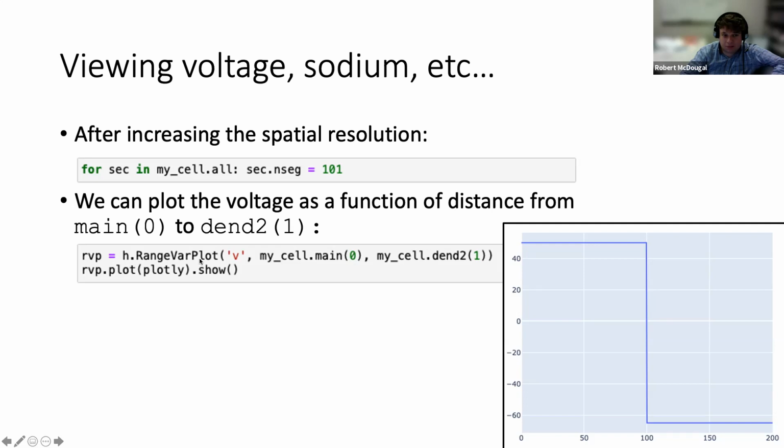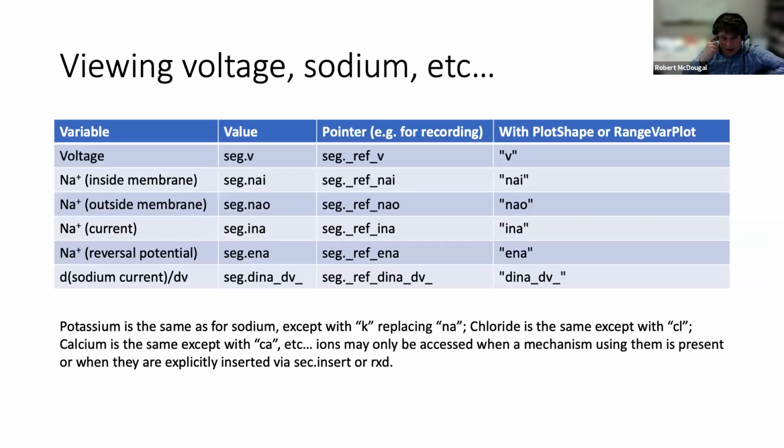RVP is h.RangeVarPlot of whatever my variable is that I want to plot, where I start, where I stop, and then I can just say rvp.plot. If I want to plot in Plotly, I can do rvp.plot with Plotly and show it. Similar for interviews, matplotlib, plotnine, bokeh, whatever your favorite graphics library is, it probably just works, hopefully. We'll do an example of that.